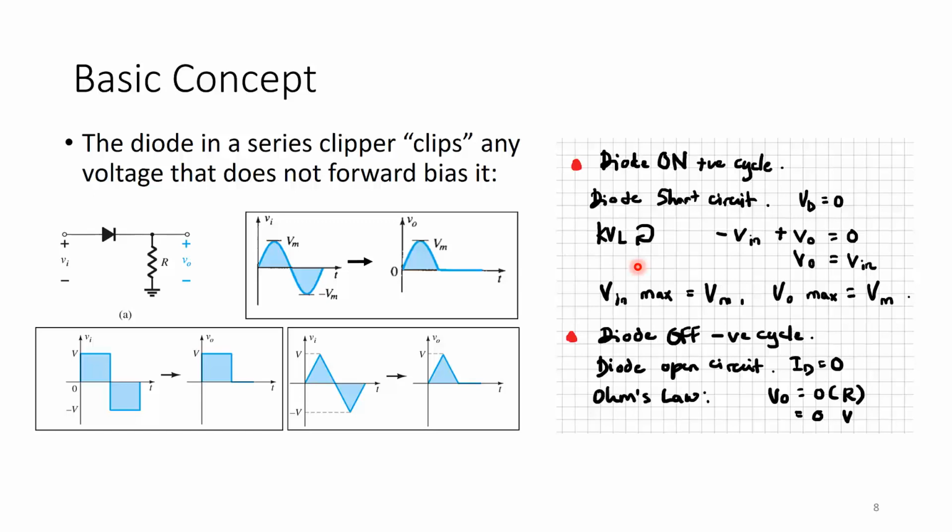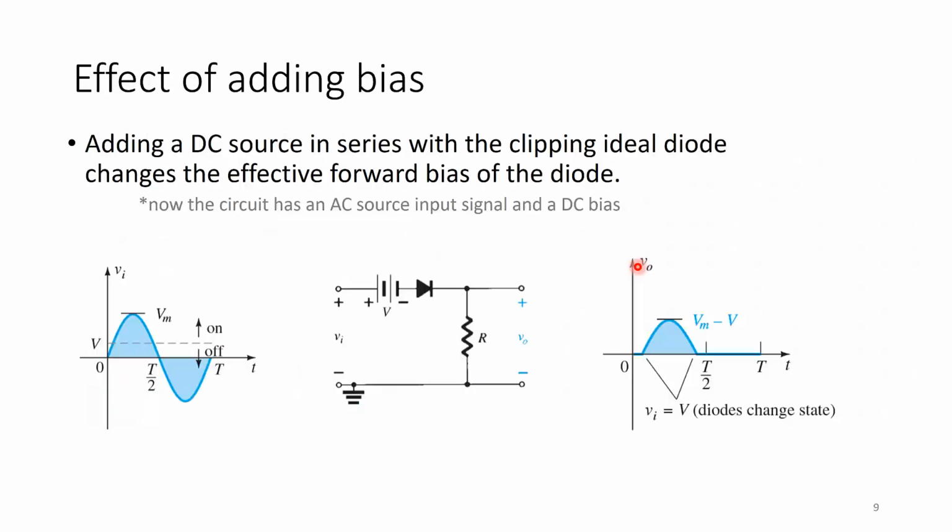Okay, the effect of adding bias. Now what happens if you add bias to our simple diode resistor circuit? Adding a DC source in series with the clipping ideal diode changes the effective forward bias of the diode. It's like having a silicon diode forward voltage, but this is an added voltage, an added bias. So what's going to happen here?